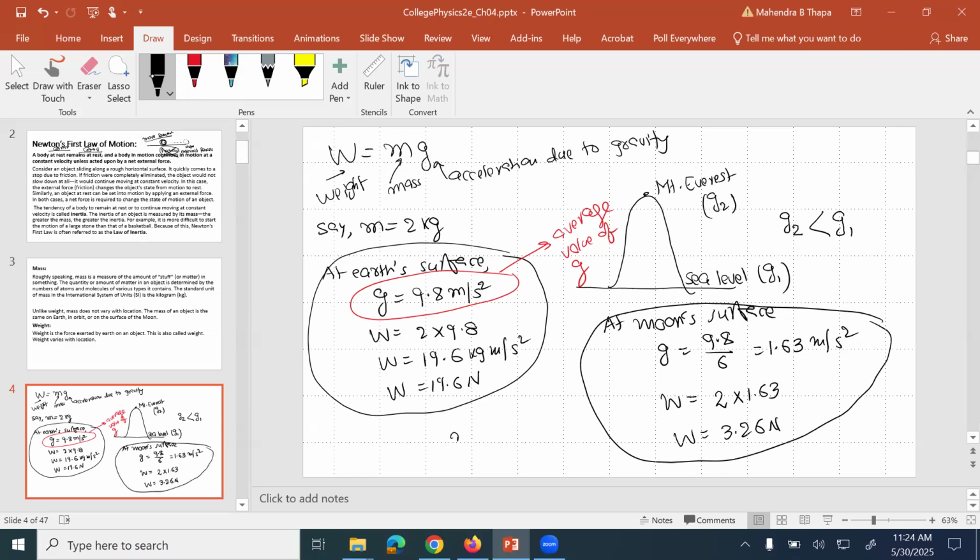So mass remains the same everywhere: at the top of Mount Everest, at sea level, at any point on the Earth's surface, or at any point on the moon surface. But the weight of the same object will change depending on the value of g.